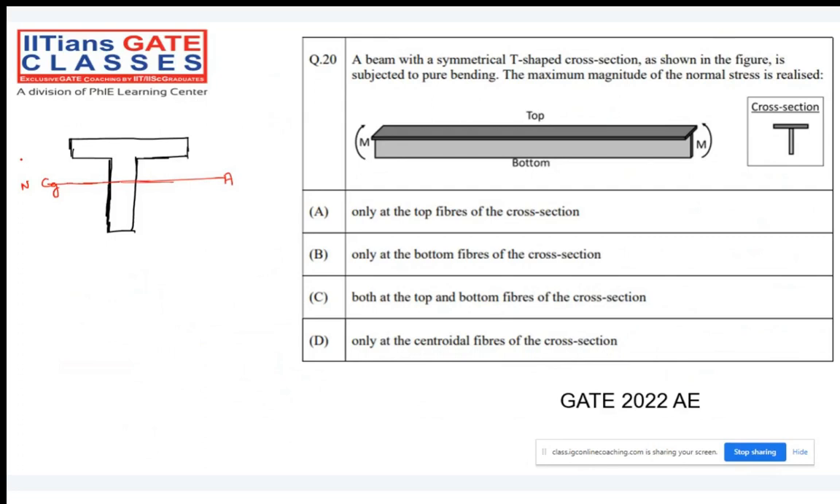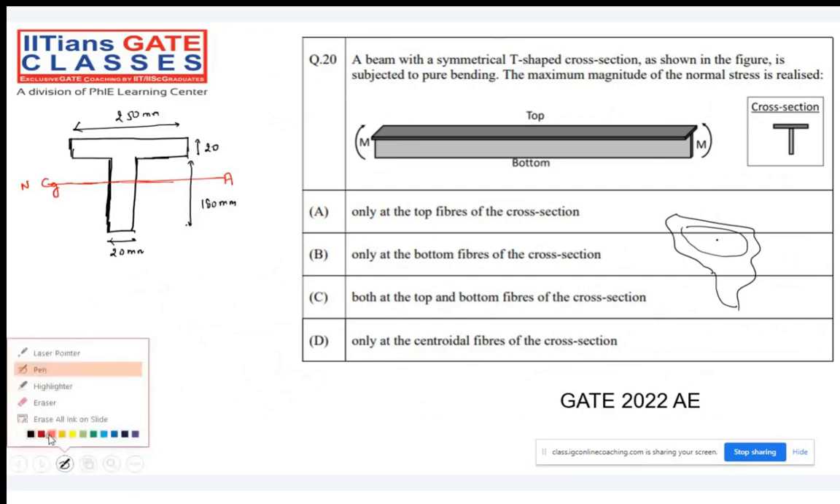And you know the fundamental concept of engineering mechanics: whenever we have a section like this, wherever we have more area, the centroid will be shifted there itself. You can solve this problem by taking numerical data also. Suppose 250 mm, suppose 20 mm, 20 mm, 180 mm. For example, you can take it as homework and find the centroid of this section.